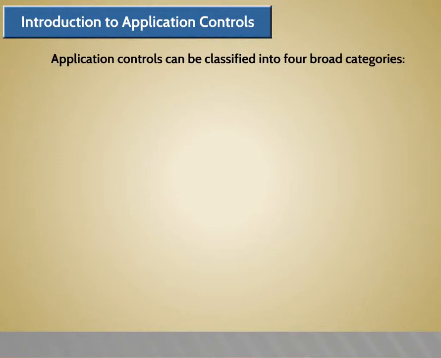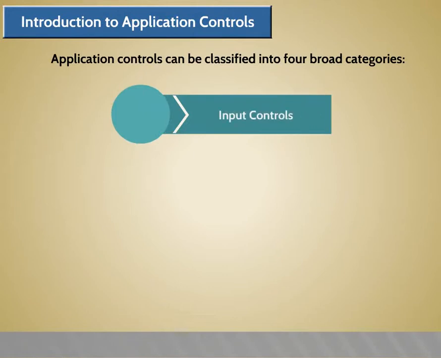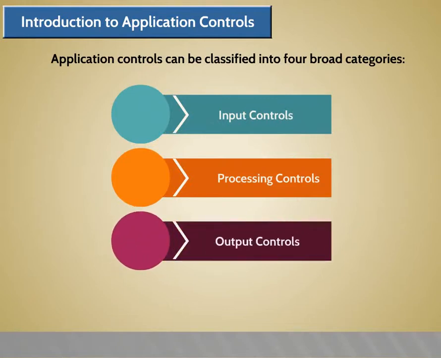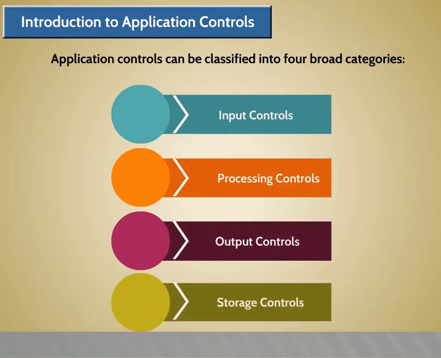Application controls can be classified into 4 broad categories: input controls, processing controls, output controls, storage controls.